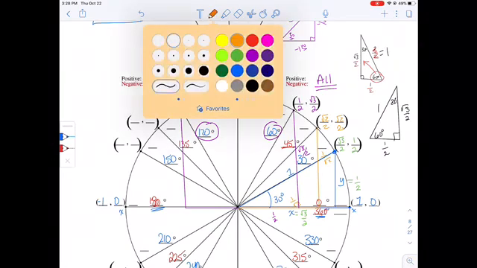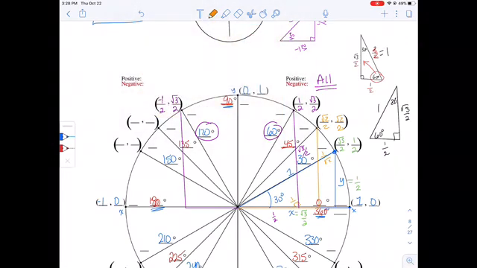With the 45 angle, which transposes to 135, we get negative root 2 over 2 and root 2 over 2.